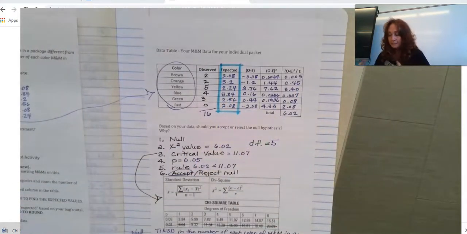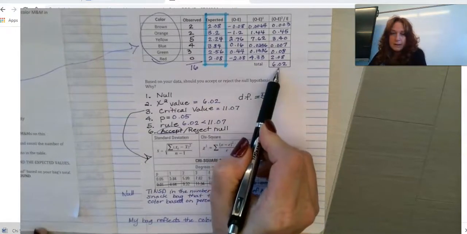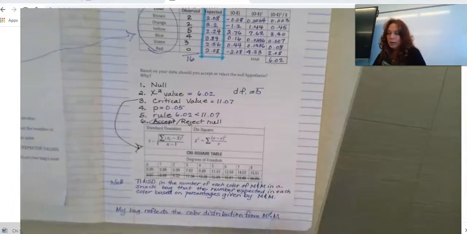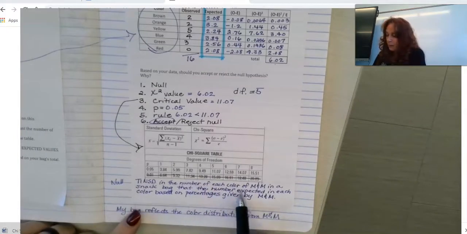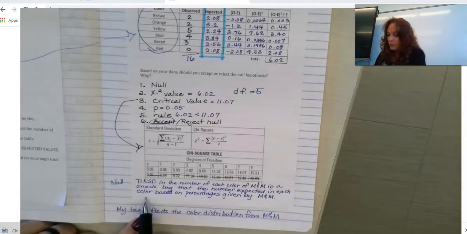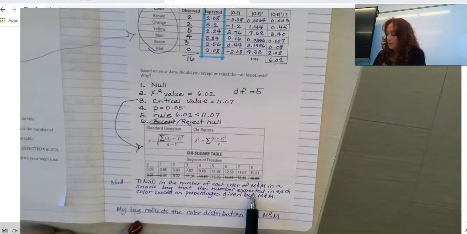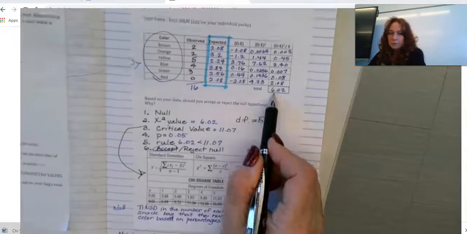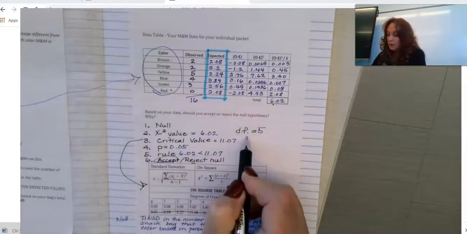So I got, for my little group of M&Ms, 6.02 as my chi-square. My null, I wrote, was there's no significant difference in what did I count. I counted the number of each color of M&Ms in a snack bag. And what am I comparing that to? Well, the number that would be expected for each color based on the data given by M&M Company, which I think it's Mars Company, actually, that makes M&Ms. So 6.02, there's 1, 2, 3, 4, 5, 6 colors, so my degrees of freedom are 5.